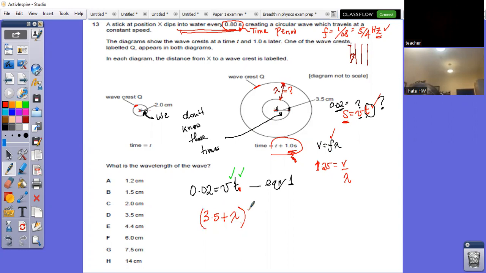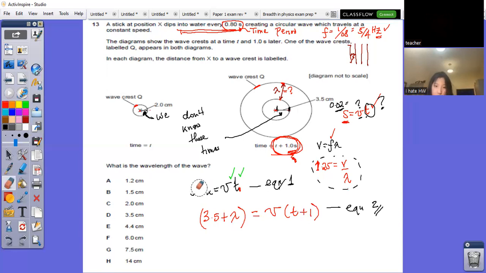Now 3.5 plus lambda is equal to V multiplied by, hang on, we know it's told us what the time is here. T plus 1. Following so far? Yep. So now this allows me to form equation 2. So now using these 2 equations and this equation here, do you reckon you can find a way to maneuver yourself and work out what the wavelength is? Just to make life easy for you, because I don't want you to fall into a trap, I'm just going to use centimeters. It's okay in this case, we can use centimeters.